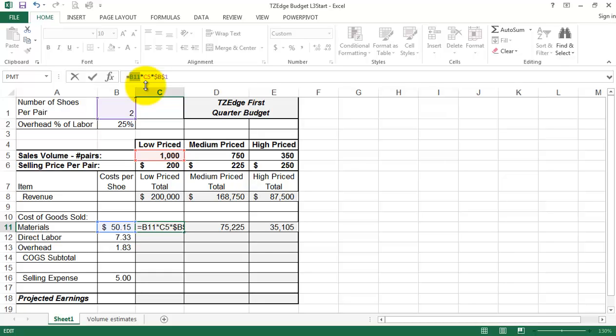So I want to nail down the column. So $B, but not the row. I'm going to press enter. Okay. I also want to go up to the C5 here. The C5 has to be nailed down to a certain extent.